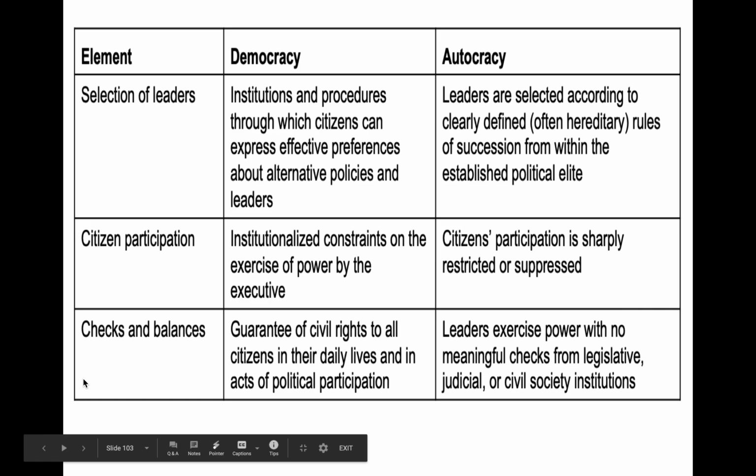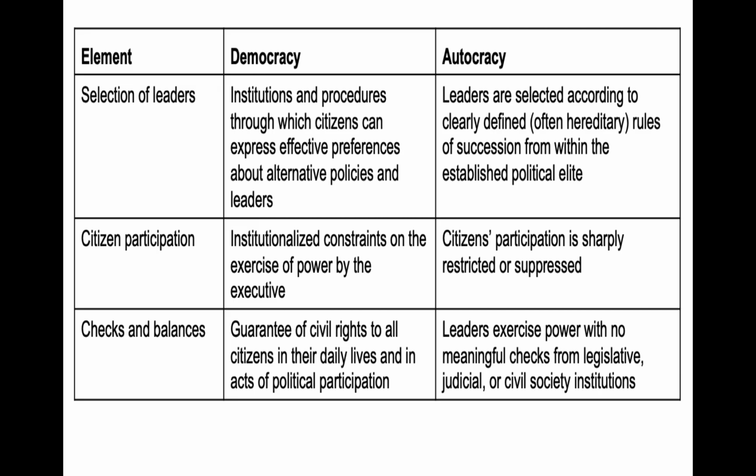All right, sorry about that. And here we have a list that shows democracies and autocracies. Again, selection of leaders, constituent participation, and checks and balances. And then checks and balances are with civil liberties.